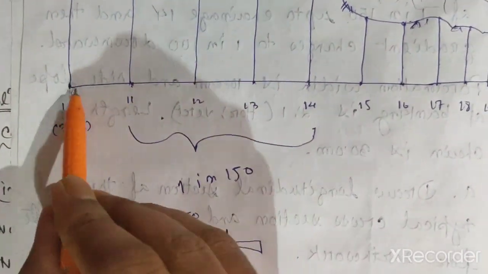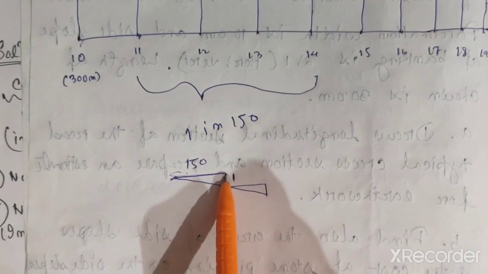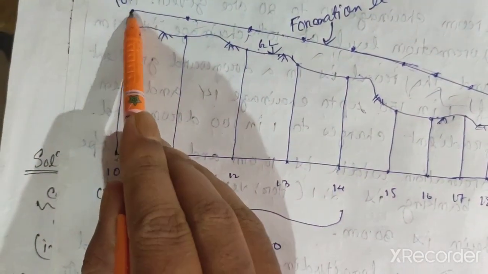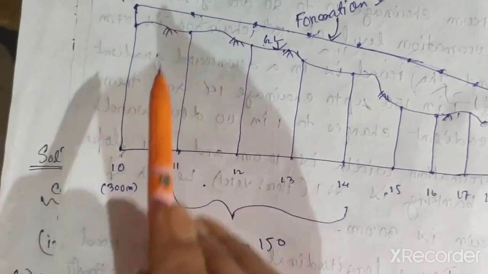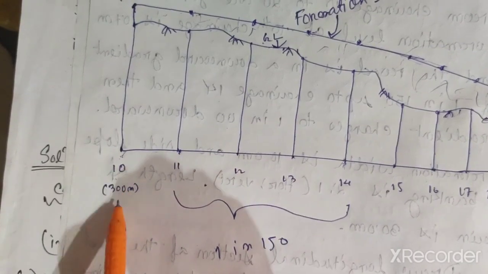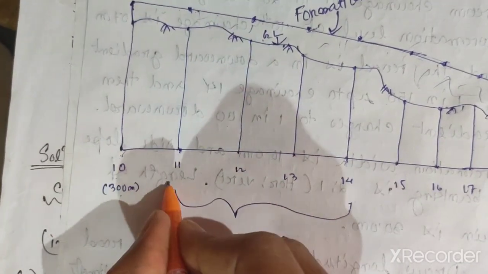So what is this distance? If we move 150, we have to move 1 downwards. We know the RL of this point. From here to here, now we need to find out the RL at this point. What is the distance from here to here? 10 into 30, it is 300, so this has to be 330.